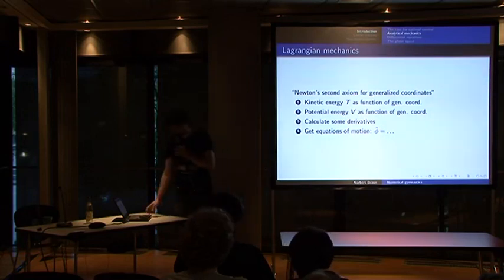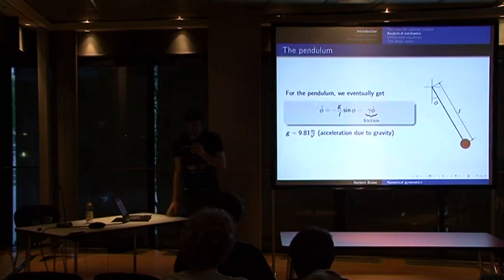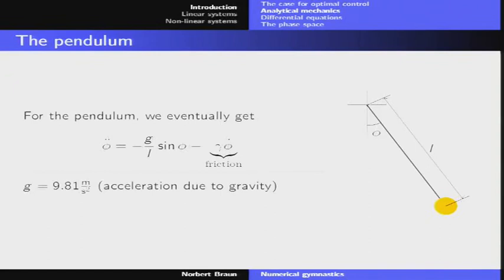So I'm just going to show you the result for the pendulum, which you could obviously get by other means. For the pendulum, we get this kind of equation of motion. And I've also added a friction term. Well, it's clear, it just slows this thing down when it moves.